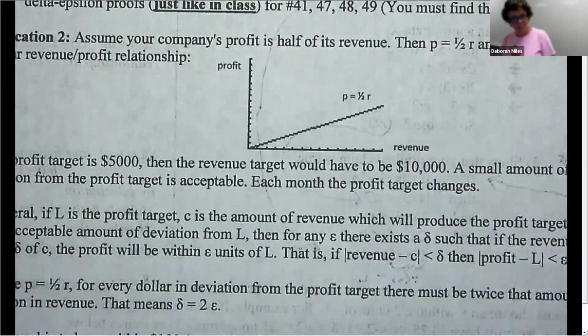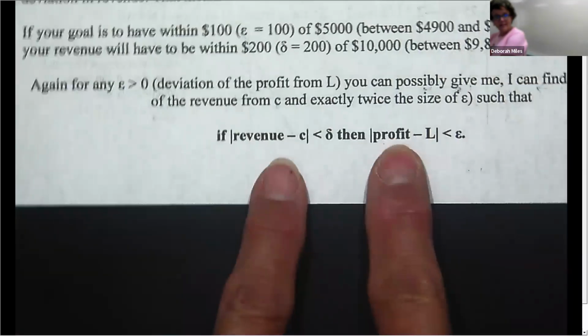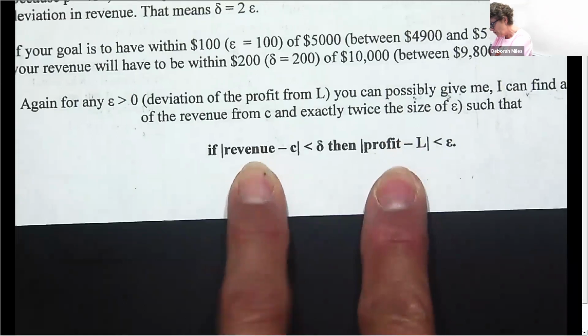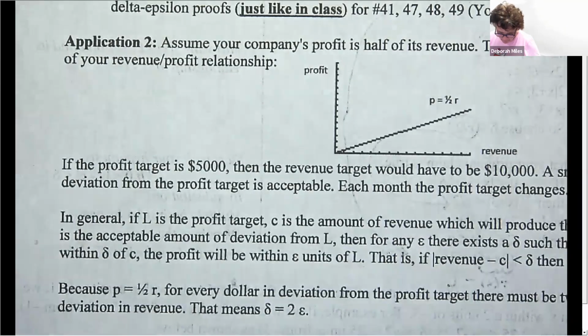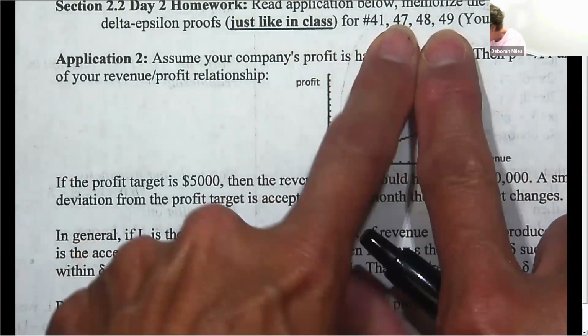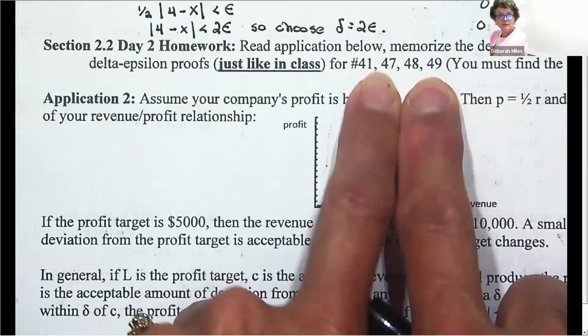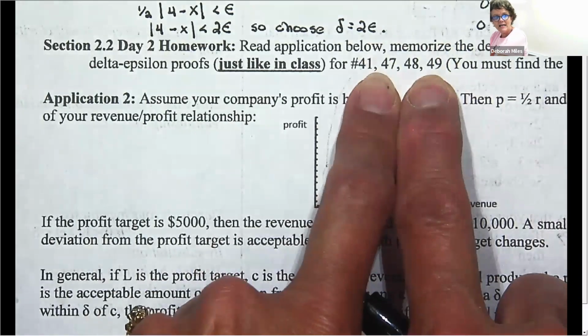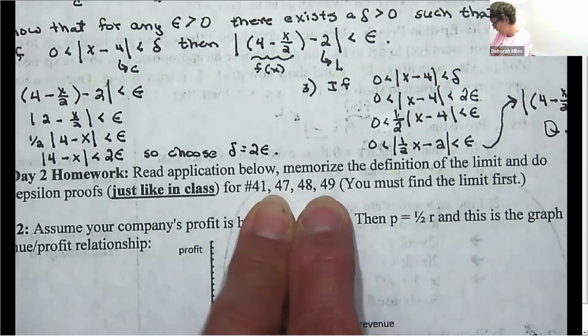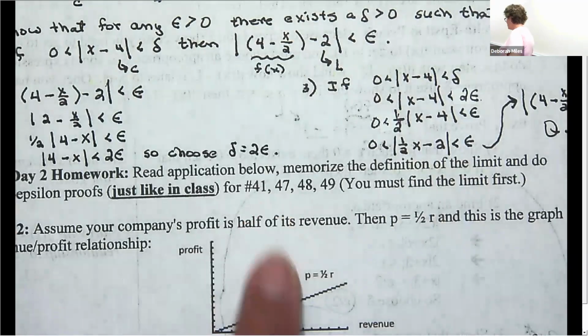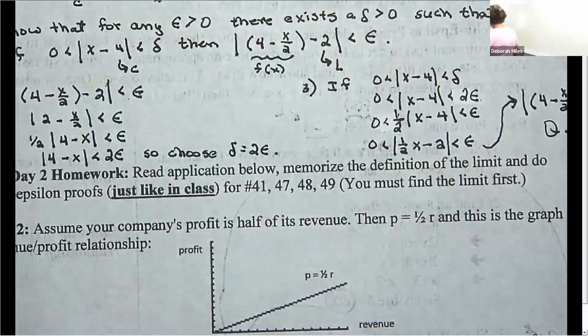Make sure that this bottom line makes sense to you. And then you have to do, how many problems on day 2? Right here. You have 4 proofs, 41, 47, 48, 49, that have to look identical, step 1, step 2, step 3, to the 3 examples we did. Now, you went on the test, just like this. Make sure you know your definition of a limit.